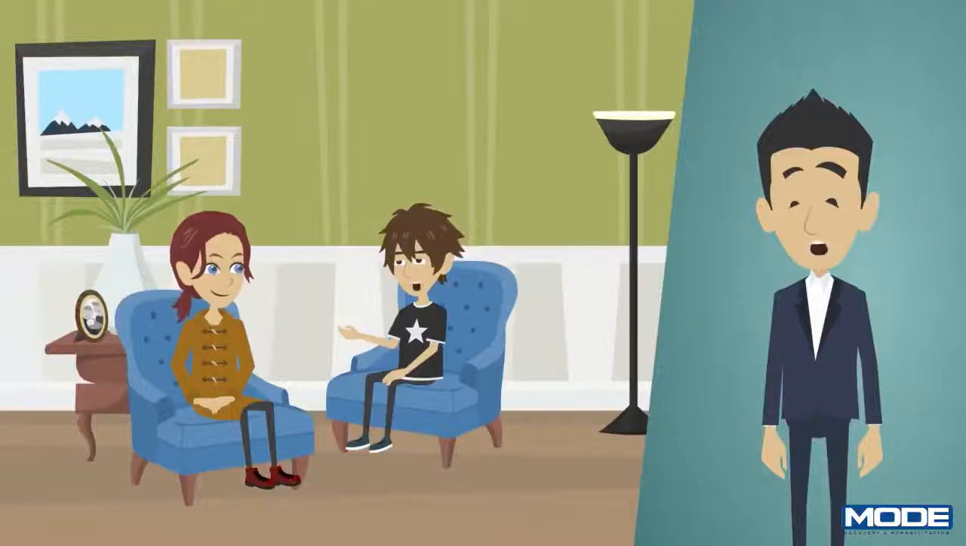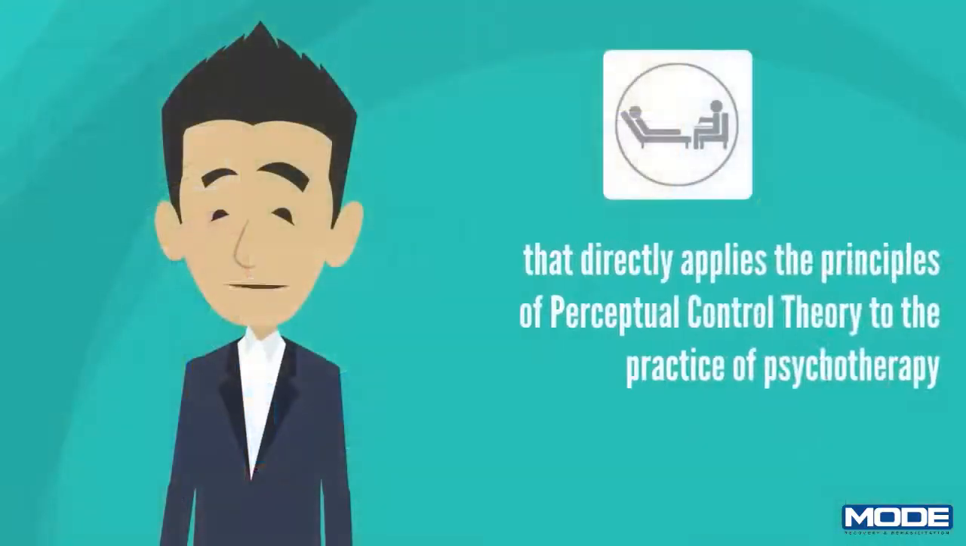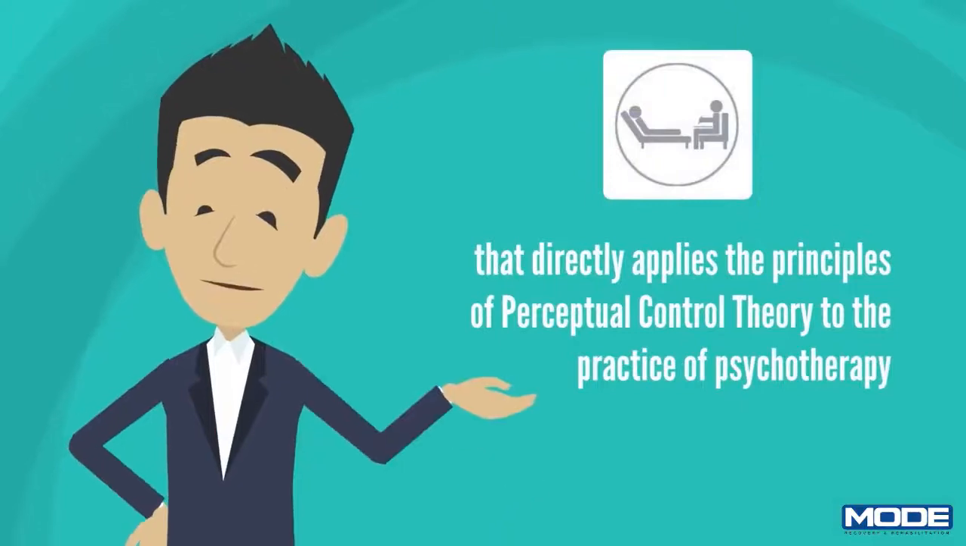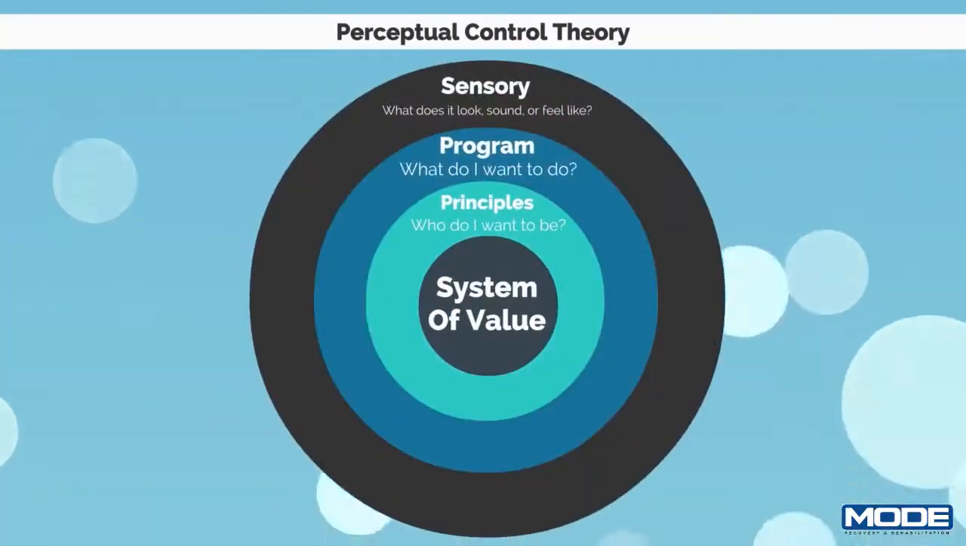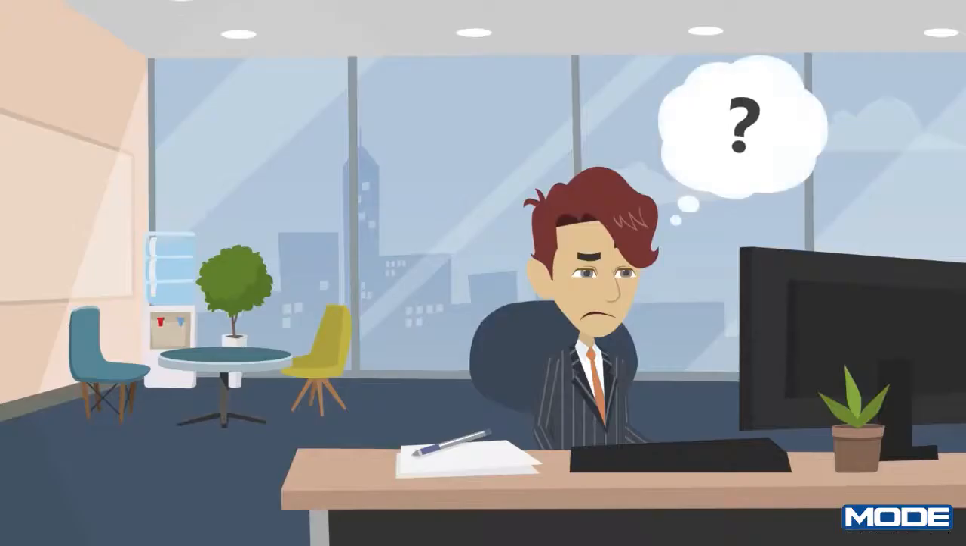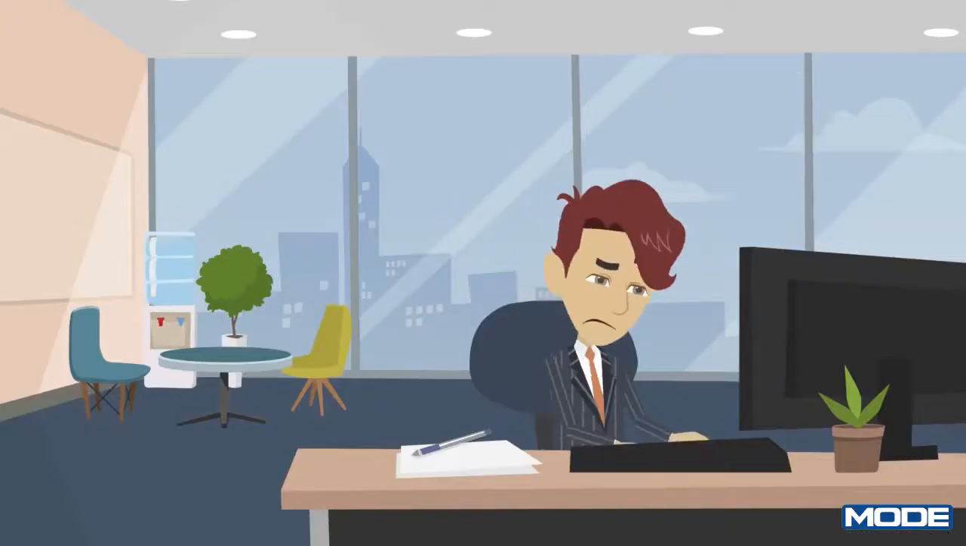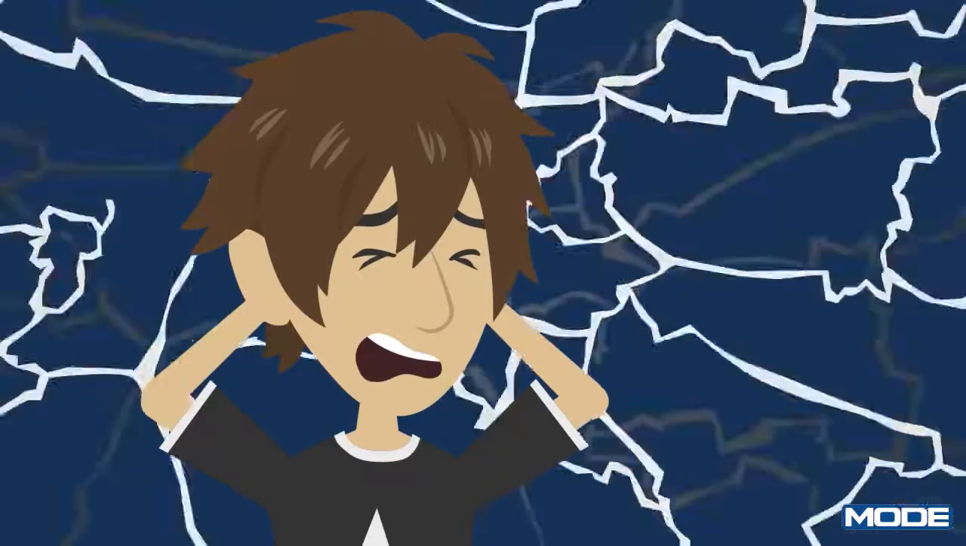The method of levels is a talking therapy that directly applies the principles of perceptual control theory to the practice of psychotherapy. Perceptual control theory, or PCT, is a theory of human behaviour. To understand how the method of levels works, you need to know something about what this theory says about why people experience psychological distress and what can help to reduce it.